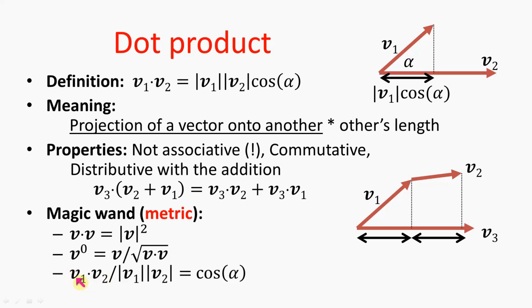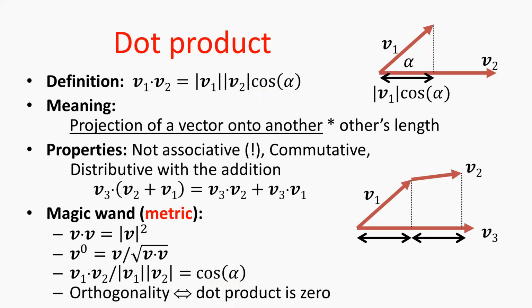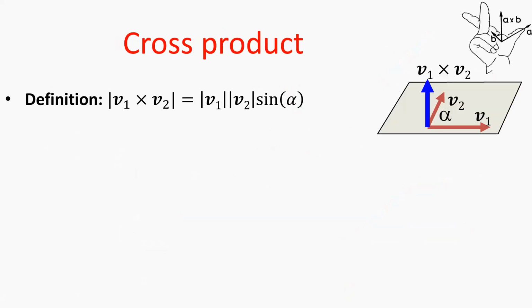If we divide the dot product of two vectors with the product of the lengths of the two vectors, then according to the definition of the dot product, we can express the cosine of the angle between the two vectors. Finally, we can determine whether two vectors or two directions are orthogonal to each other by checking the result of the dot product. If the dot product is 0, then the two directions are orthogonal because cosine 90 degrees is just 0. In addition to the dot product, we have another product as well called the cross product, where the result of multiplying two vectors is a vector.